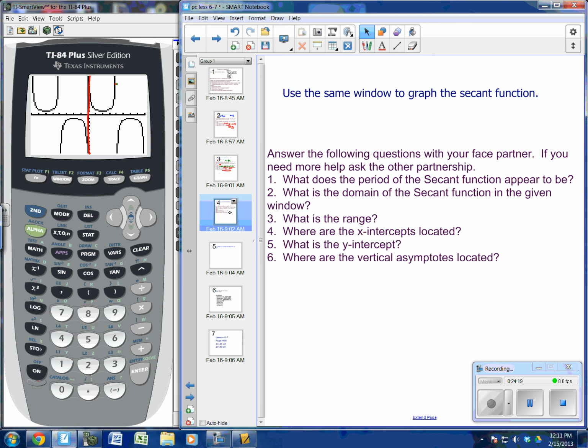I hear you guys. Let's see if you can do the secant function on your own. I'm going to give you 3 minutes. See if you can graph it and answer the 6 questions.